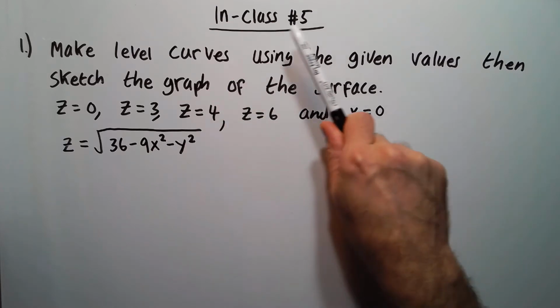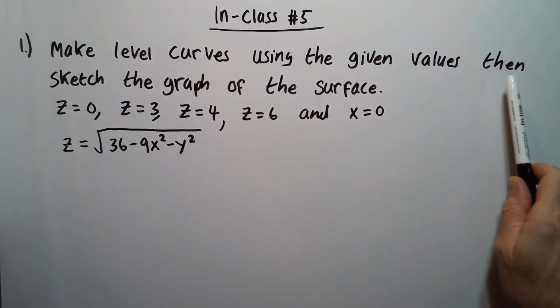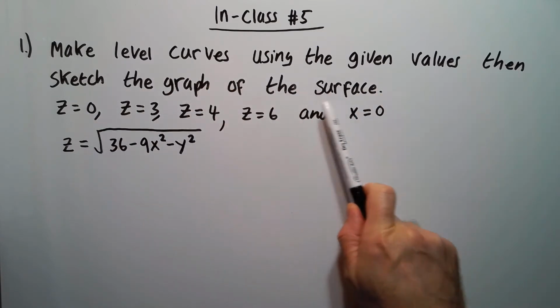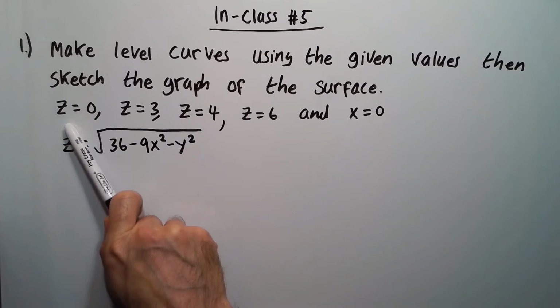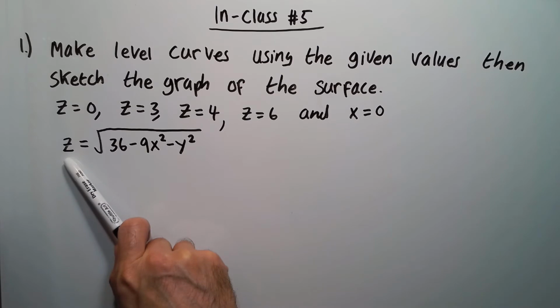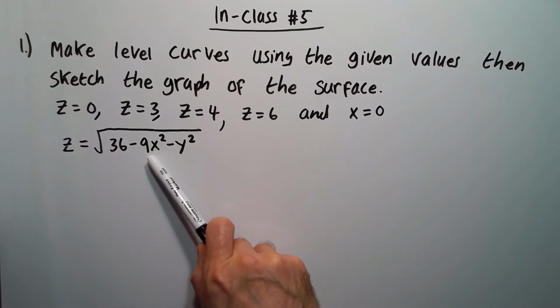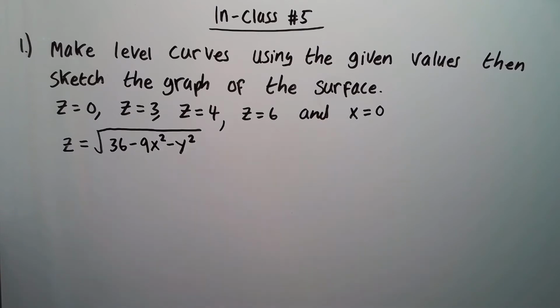Okay, so let's do in class 5, number 1. It says make level curves using the given values, then sketch the graph of the surface. So our values here are z = 0, 3, 4, 6, and x = 0. And here's our function. It's z equals the square root of 36 minus 9x squared minus y squared.